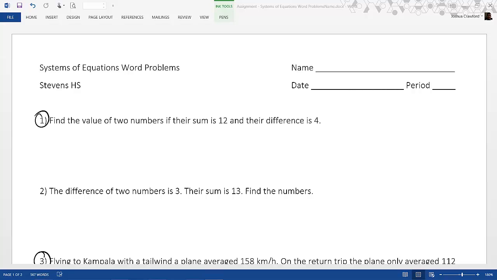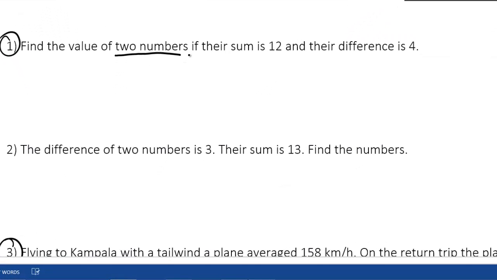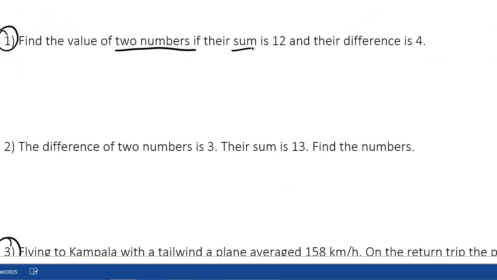Okay, so number 1: find the value of two numbers if their sum is 12 and their difference is 4. So, keywords, two numbers, and their sum is 12. So two numbers that we don't know what they are. So let's just say x and y are those two numbers. The sum of two numbers is adding them, so we'll have x plus y equals 12, because their sum is 12.